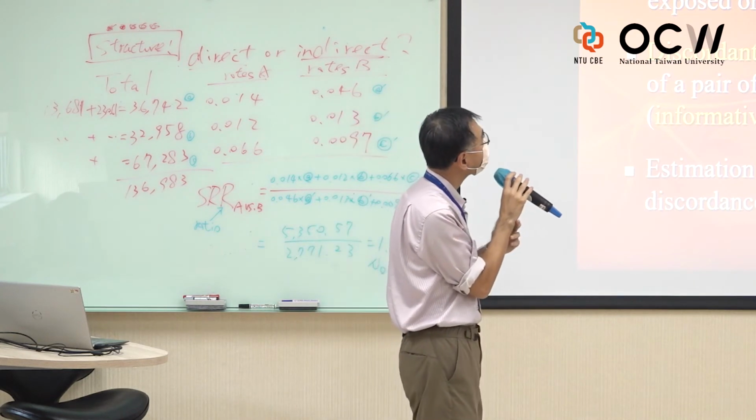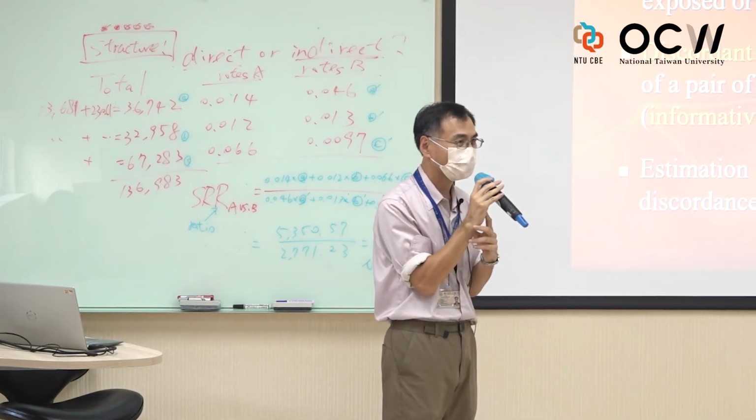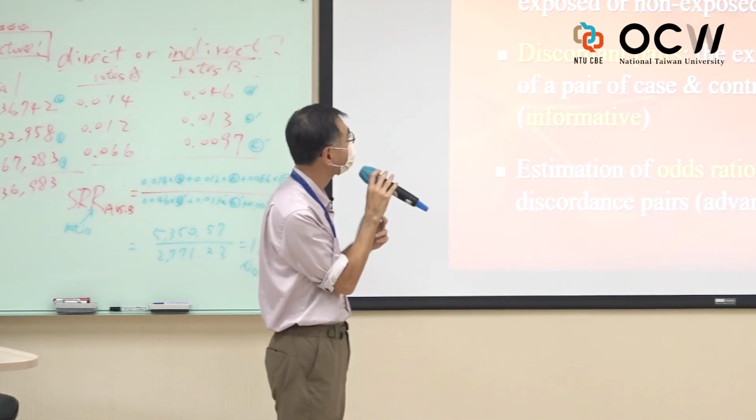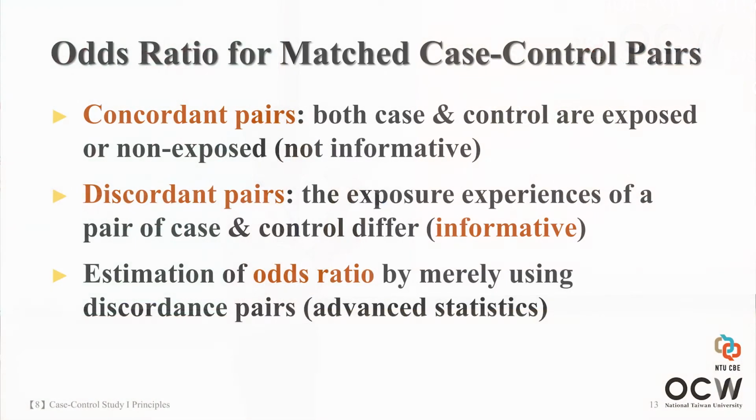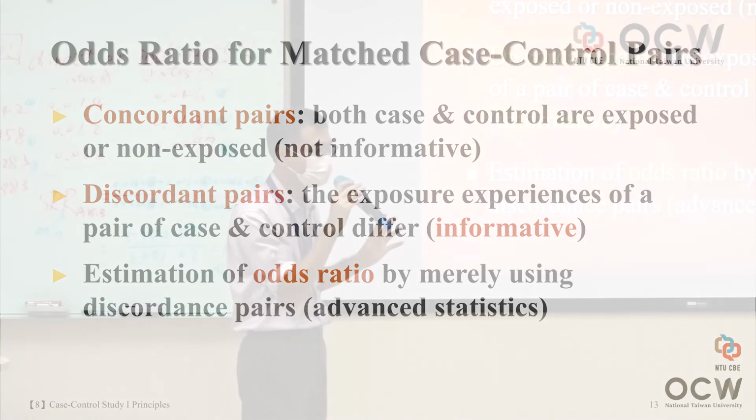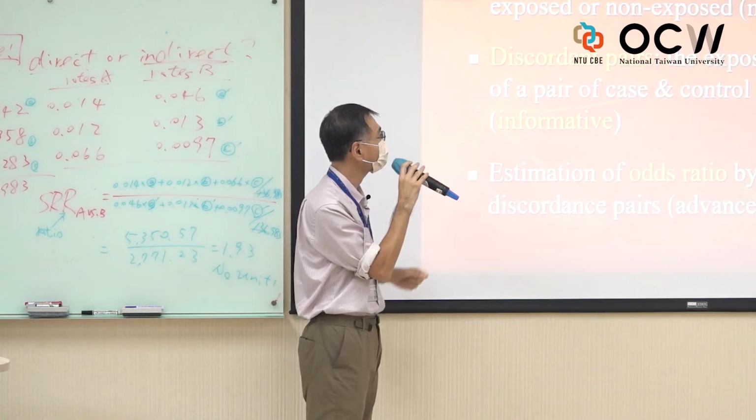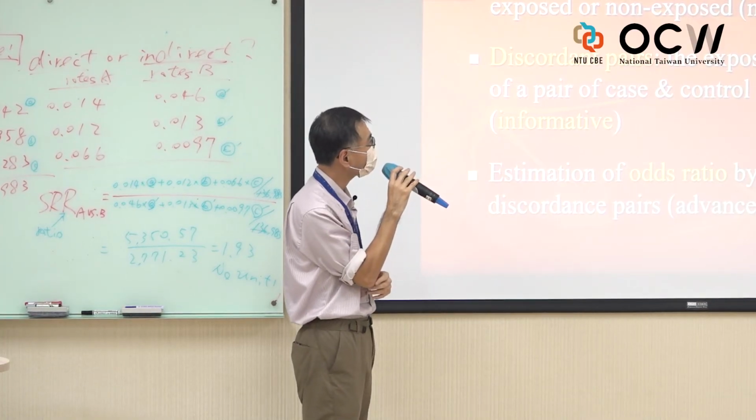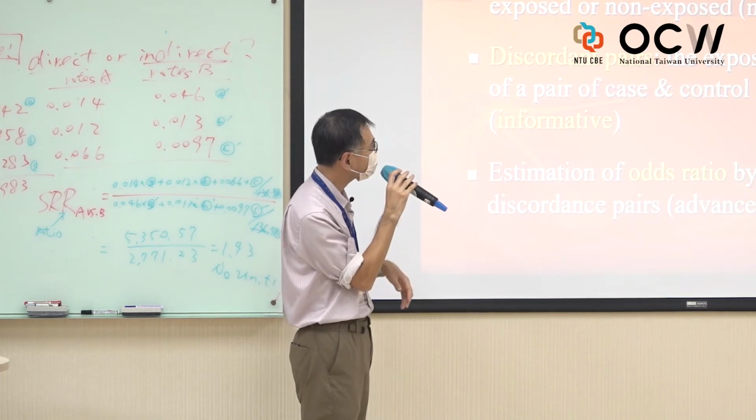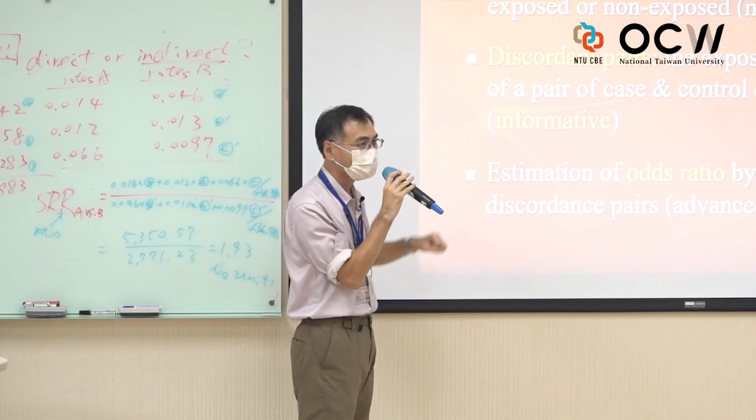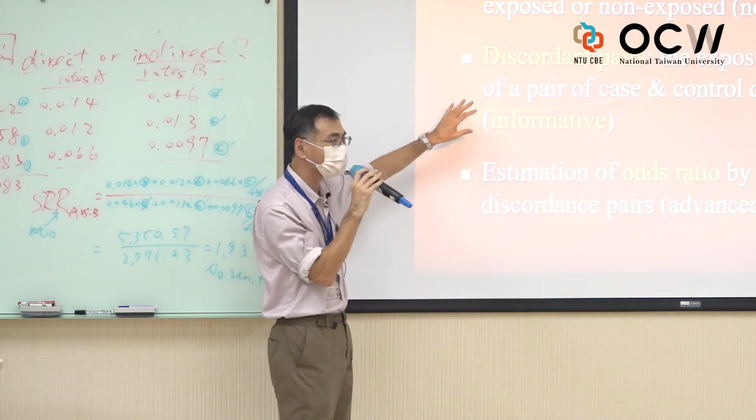So if you use the individual matching, then what we need to have is the number of pairs, like the concordant pairs and the discordant pairs. Concordant pairs means that both case and control are exposed or non-exposed, but they are not informative. What we do care about is the discordant pairs. So we use the inconsistent pairs for case and control because they're informative. So it's even more straightforward.